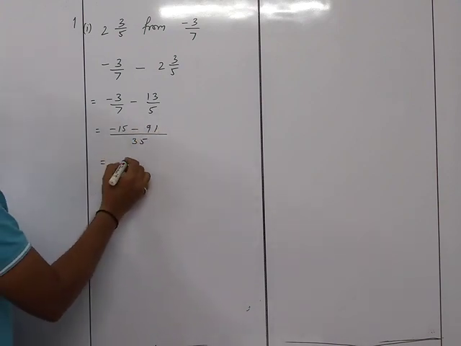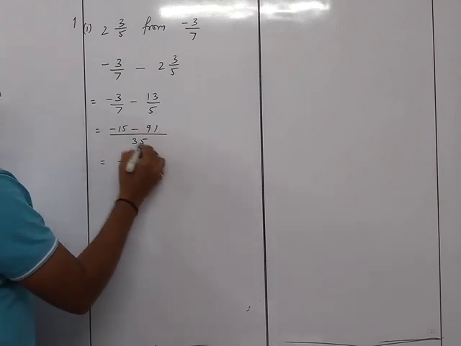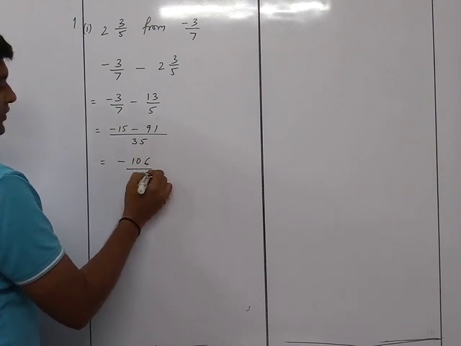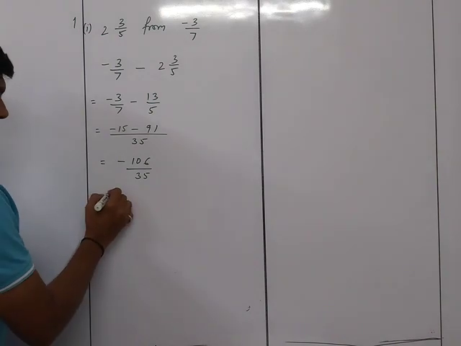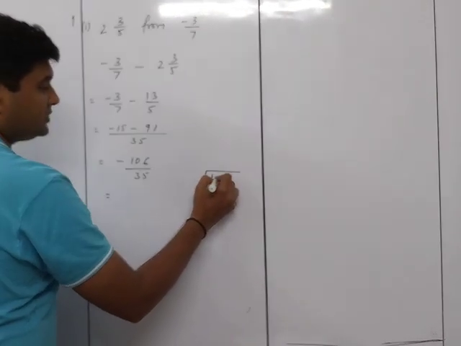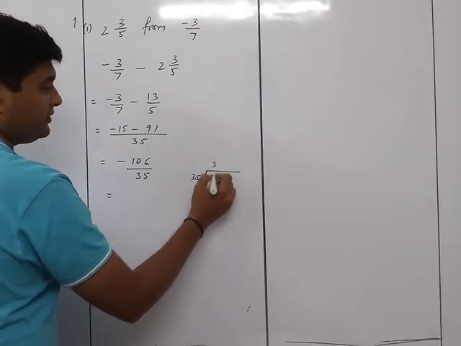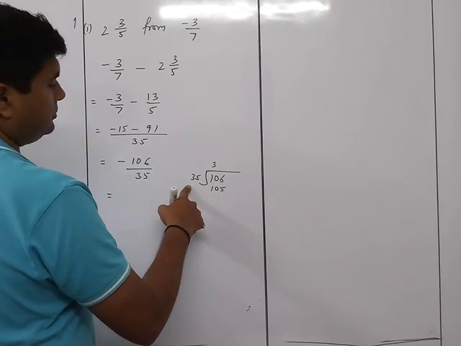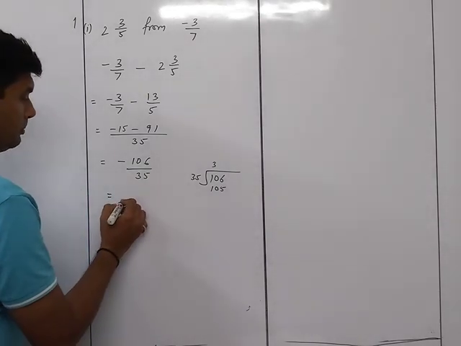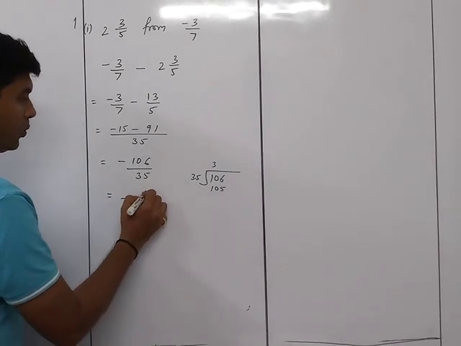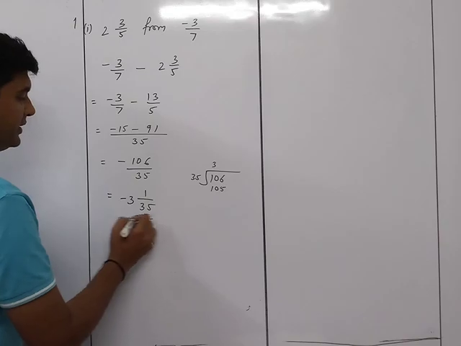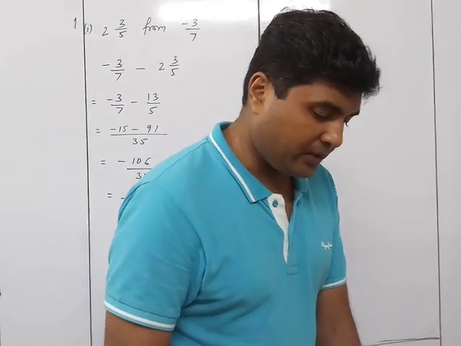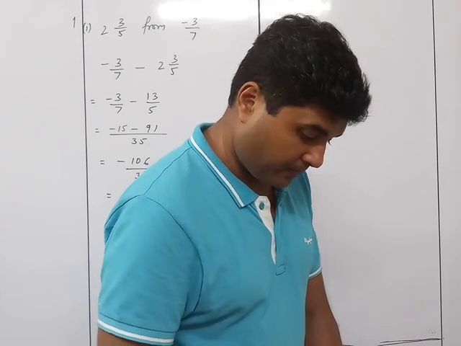So that will give you minus 106 upon 35. Okay, if you divide it, you get 106, 35 3s are 105. So that will be minus 3, 1 upon 35 will be the answer. That will be the answer for the 1.2 first sum.